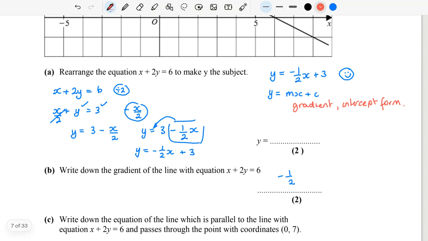Where the gradient gets intercepted? Nope. What can I use it for? What can I use half x plus 3 to find? So what's the half? That's the gradient. What's the plus 3? It's the y-intercept. So can you see why it's called gradient intercept form? Because that form tells me the gradient and the intercept.